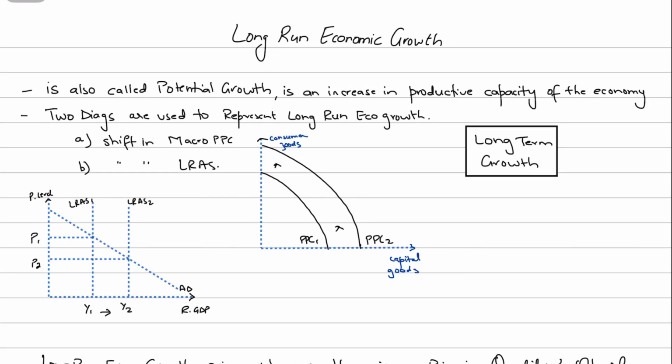In this video, we're going to be covering long run economic growth. Long run economic growth is also known as potential growth, and basically it represents an increase in the productive capacity of an economy. We call it long run economic growth because that is exactly what we're trying to represent: growth that is happening over the long run, which ultimately results in a rise in productive capacity or productive potential in the economy, where the potential of an economy goes up to produce more goods and services.